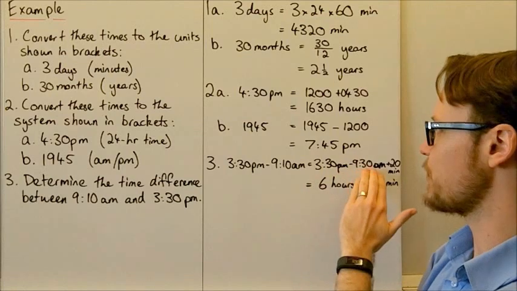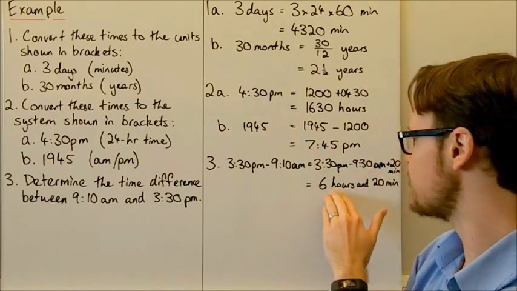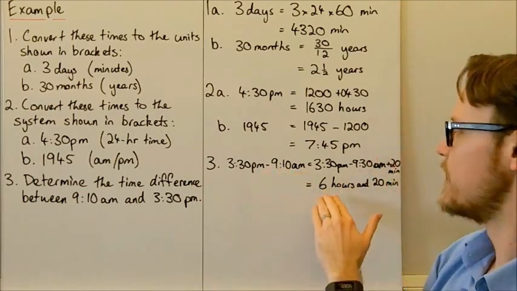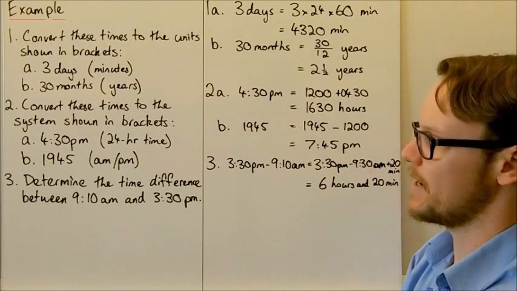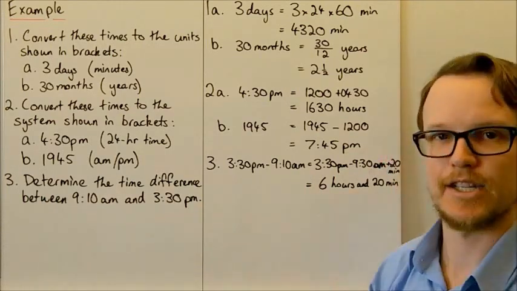So the difference between 3:30 PM and 9:30 AM is 6 hours, and there's an extra 20 minutes to get back to 9:10 AM. So the answer to determine the time difference between these two times is 6 hours and 20 minutes.